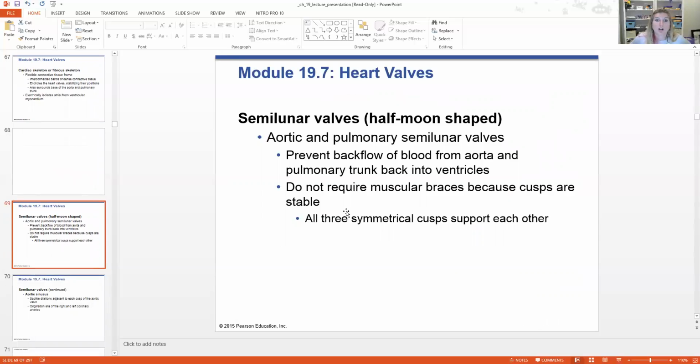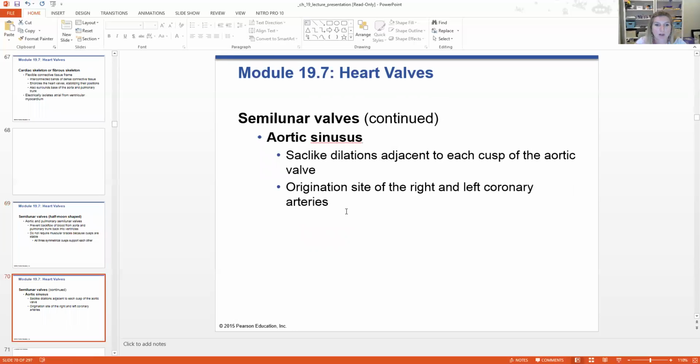Our semilunar valves are half moon shaped. They're more cup shaped, like cups like this, and they prevent the backflow into the atria. They're shaped kind of like a bowl, and then they open and close as needed. With ventricular contraction, they open, and with ventricular relaxation, they close. They don't require any muscular braces, such as the chordae tendineae, like the AV valves do. They all kind of support each other.